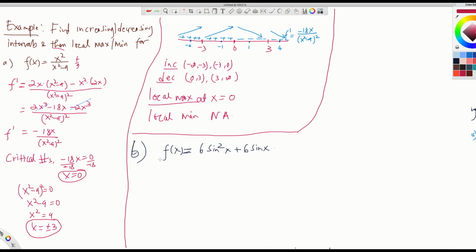First of all, we need to find the critical numbers. For that, you need to find f prime. You can think of this as 6 times (sin x) squared, because sin²x can be written like this, plus 6 sin x. So do you think this is like u squared? Oh, this is not f prime, this is just f. Now what do you think f prime would be?